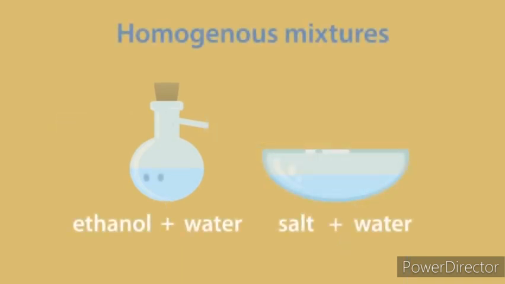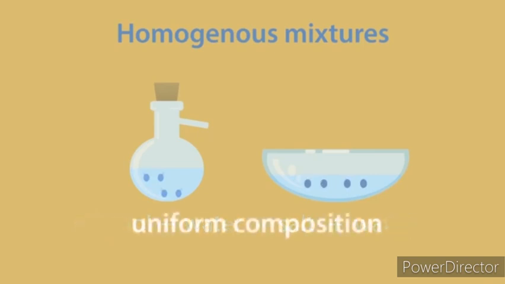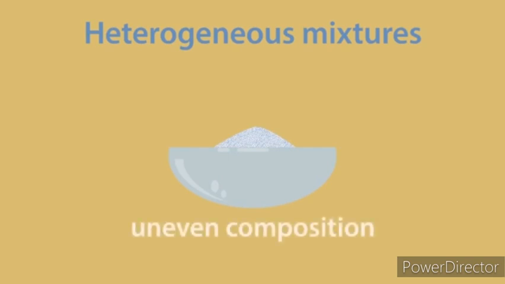This means that the components of the mixture are in the same phase, or the composition of the mixture is uniform throughout. Now, we will look at separating heterogeneous mixtures, where the components in the mixture are not in the same phase or the composition of the mixture is uneven.